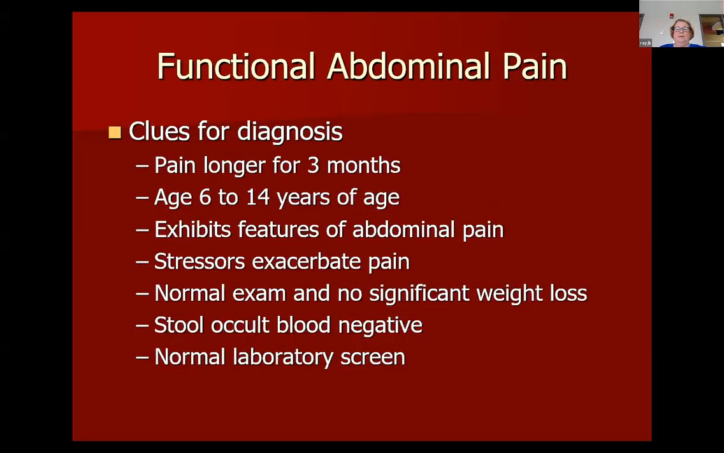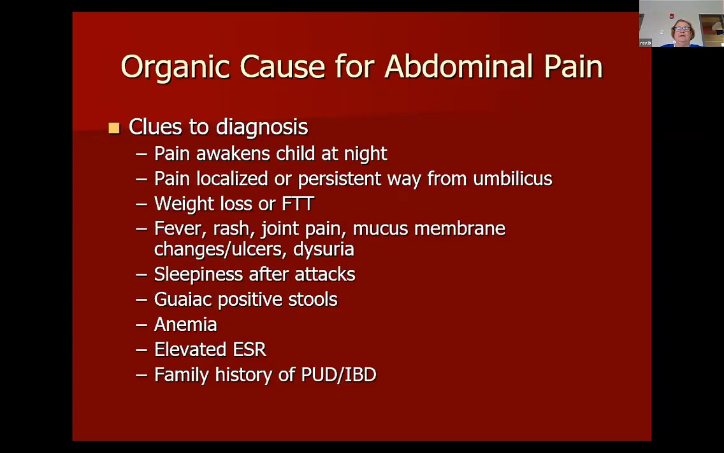So functional abdominal pain usually lasts for longer than 3 months. It's usually a school-age child. It's rarely children less than school age. There are certain stressors that seem to bring it out worse. Normal exam, there's rarely significant weight loss, even though family will sometimes come in and say they're not able to eat because every time they eat, it makes it worse. Stool, if you're looking for occult blood, is always negative, and they have a normal laboratory screen.